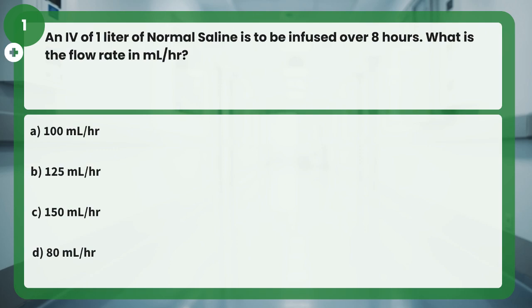Question 1. An IV bag of 1 liter of normal saline is to be infused over 8 hours. What is the flow rate in ml/hr? A. 100 milliliters per hour. B. 125 milliliters per hour. C. 150 milliliters per hour. D. 80 milliliters per hour.